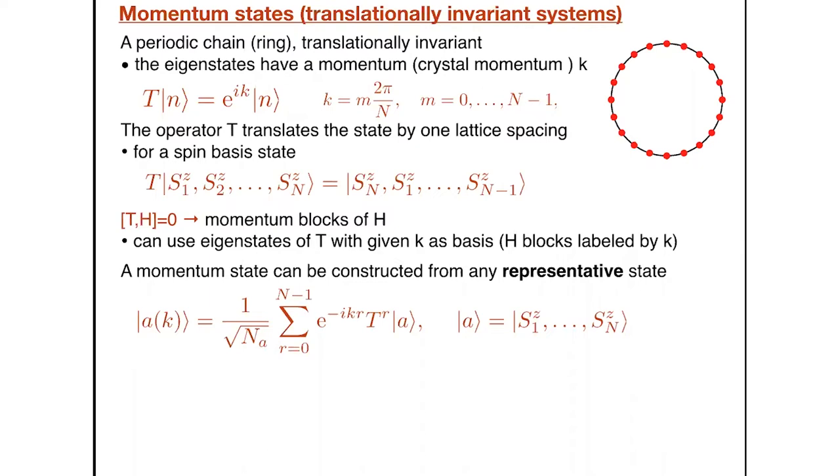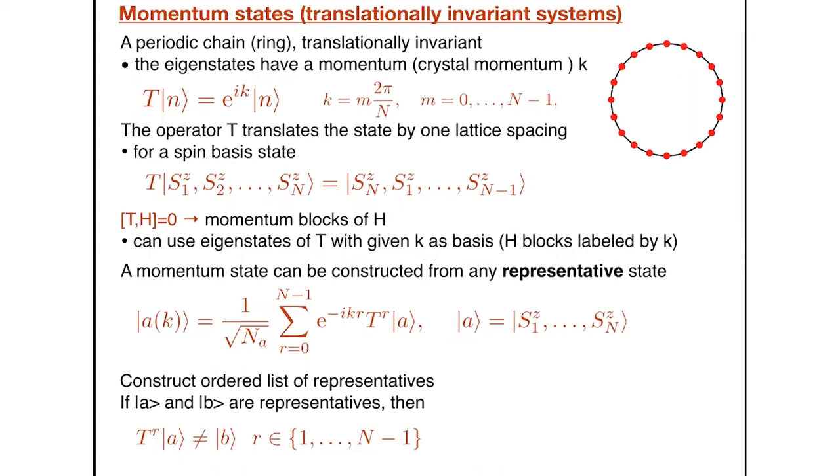So here I start with some state A. That could be any of these basis states that we talked about before, so some up and down configuration. I call that the representative state for a momentum state that will be constructed out of that by translations. So now I translate it in all possible ways, and I put this Fourier coefficient in front of each of them. So now you can very easily check.